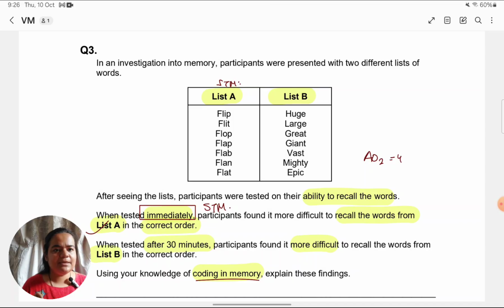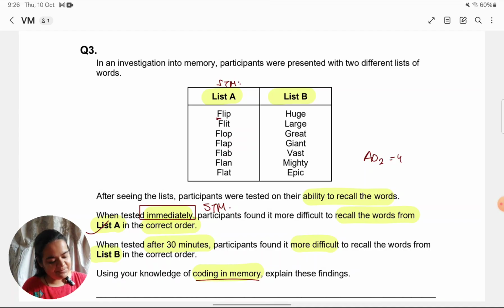So what we see is all the words are beginning with the sound of FL. Also, many words are quite similar to each other. Flip, flit. There's just one syllable difference between these type of words. Since short-term memory is acoustic, it's based on sound, it is bound to get confused between words which sound similar to each other. That is why participants must be finding it difficult to remember list A.